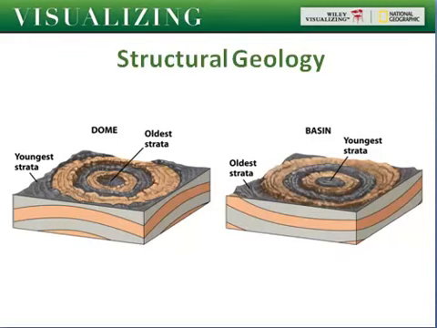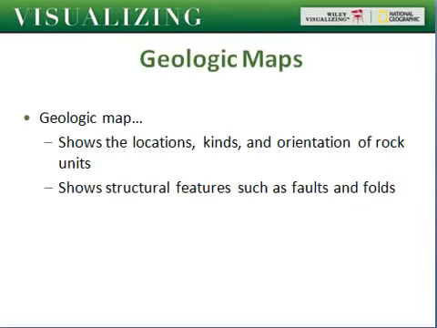Now let's take just a minute or two to talk about geologic maps. There are two main types of maps that we'll talk about today: geologic maps and topographic maps. Geologic maps represent the rock features that are exposed at the surface, at an outcrop, and these include the types of rocks, the orientation of the rock layers, like the strike and dip, as well as the presence of any structural components like folding or faulting.